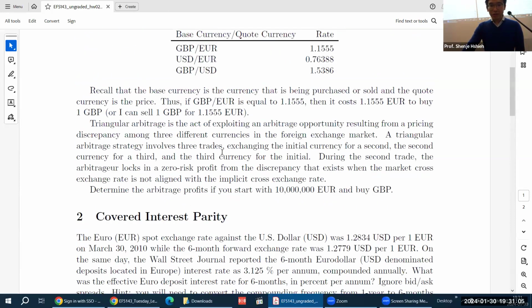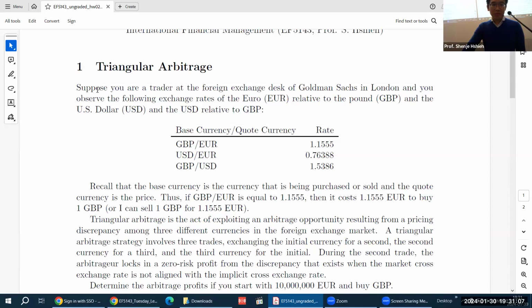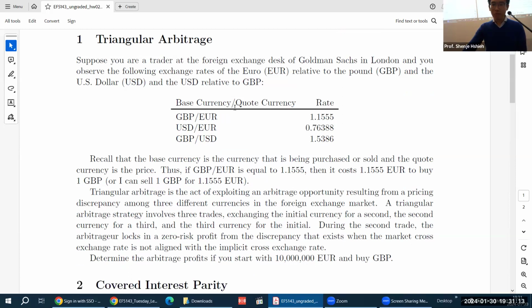All right, so let me read you the first question. Suppose you are a trader at the foreign exchange rate desk at Goldman Sachs in London, and you observe the following exchange rates for euro, British pounds, and US dollars. And you have the following rates. I wrote here that the base currency is quoted first, followed by the quote currency. So this is the price of pounds in terms of euros, the price of US dollars in terms of euros, and the price of pounds in terms of US dollars.